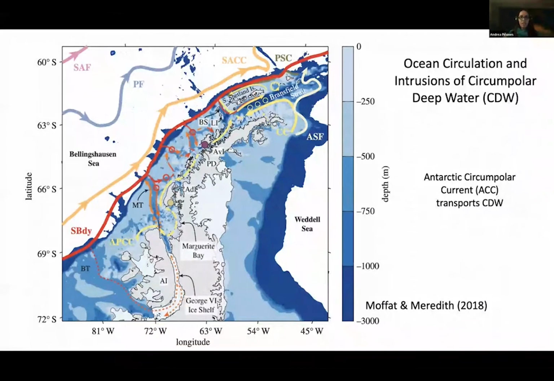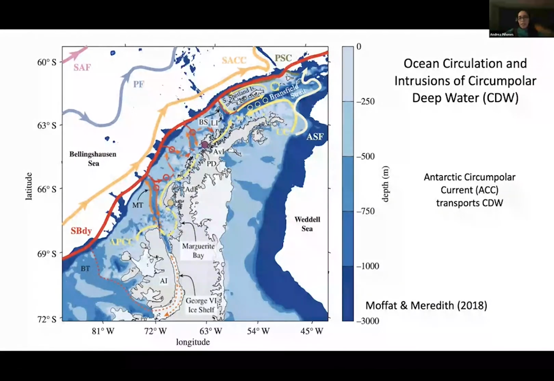So in this region, one of the most dominant ocean circulation features is the Antarctic Circumpolar Current. This current runs from west to east, and the southern boundary of the ACC aligns pretty much with the continental shelf break along the West Antarctic Peninsula. One of the important features here is that the ACC transports circumpolar deep water. This is a relatively warm, salty, nutrient-rich water mass that plays a significant role in different physical and biological processes in the continental shelf.